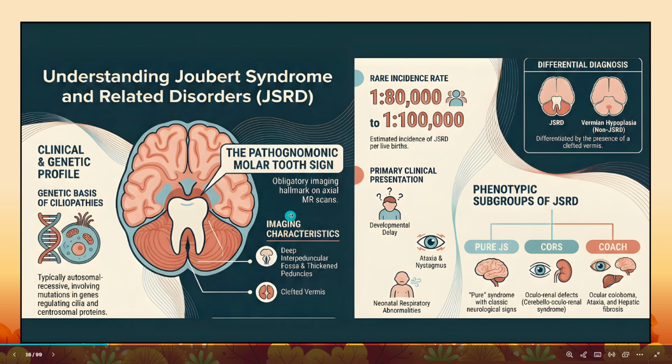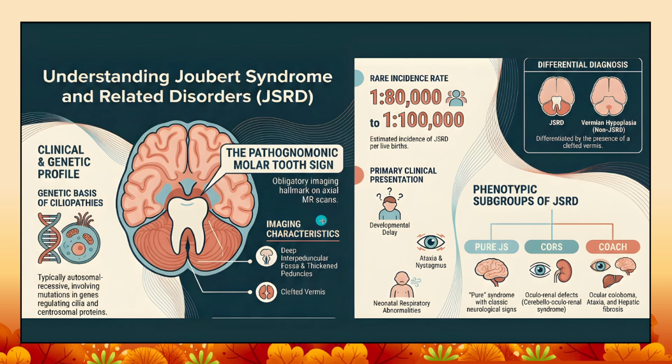On MR imaging, molar tooth sign is the obligatory imaging hallmark of Joubert syndrome. Along with the molar tooth sign, there will be deep interpeduncular fossa, thick and elongated superior cerebellar peduncles and clefted vermis. This is all about Joubert syndrome and its related disorders.